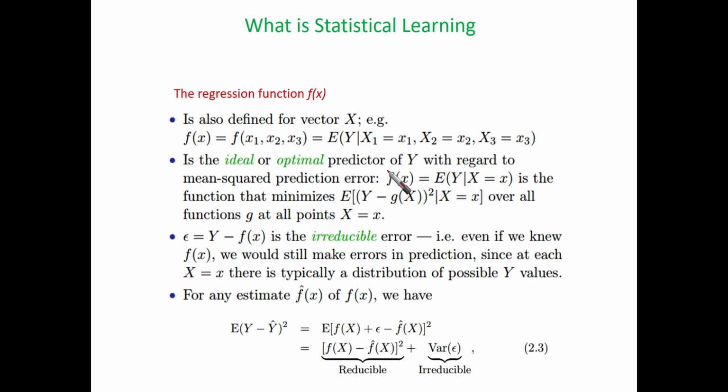Now this regression function is definitely also defined for a vector. So it's not only just one input variable. If you have something like x equals x1, x2, and x3, definitely at particular values x1, x2, and x3, we'll have to write accordingly. So at x1 equal to x, x2 equal to x2, and x3 equal to x3, what are the different values of y, and then we take the expected value or average value of that. So that becomes the good value for that one.